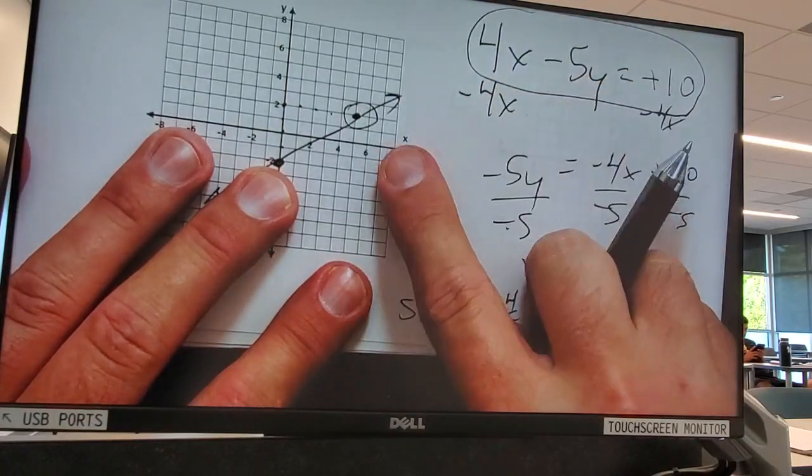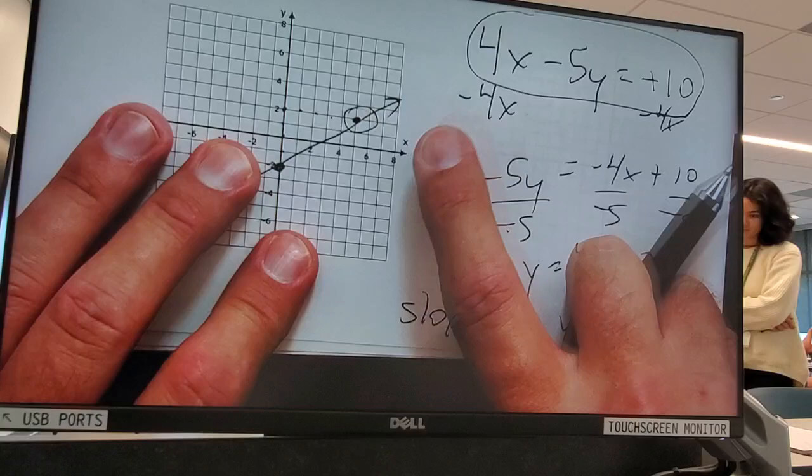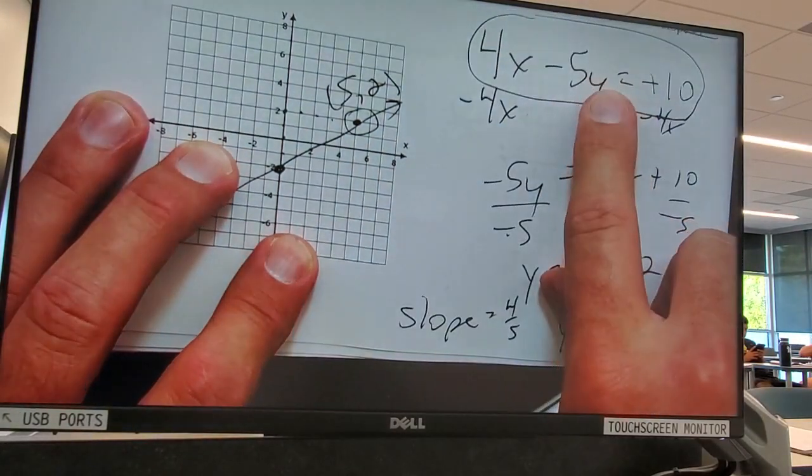Can you guys take a second to make sure 5, 2 works in this equation? You guys see my question? I want you to show me that the point 5, 2 works in this equation.